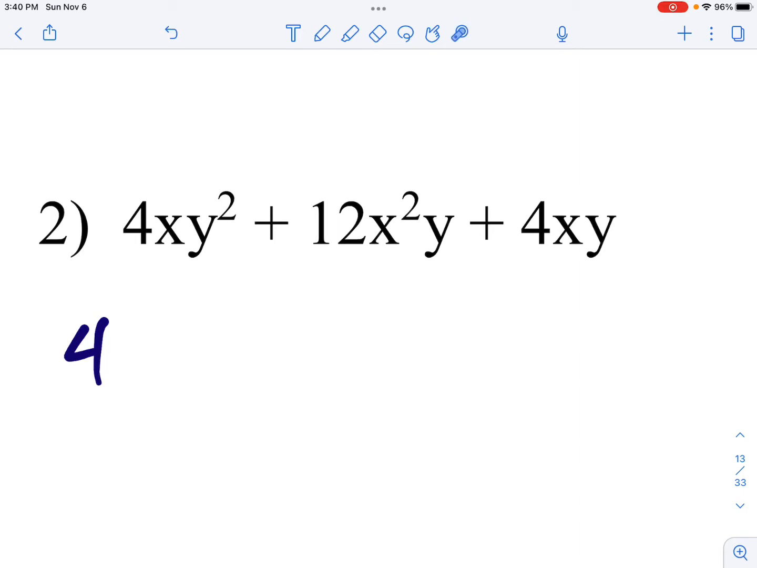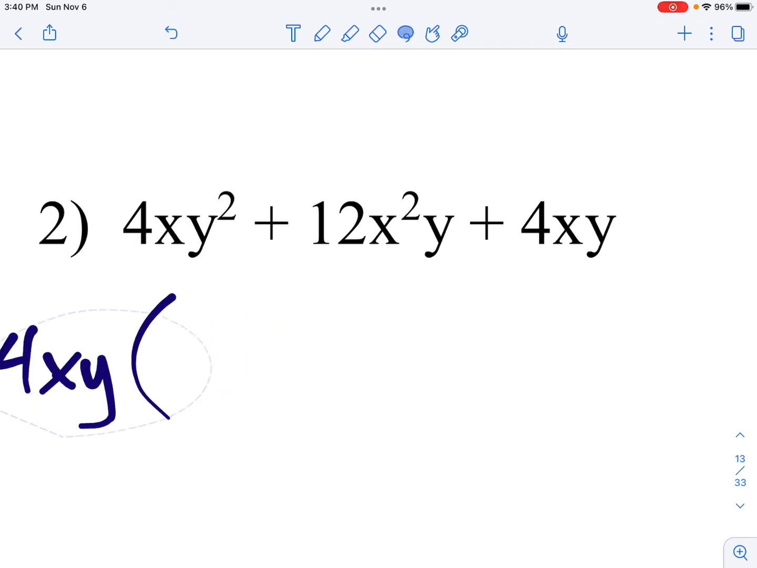Now let's look at the x's. X squared, x. The smallest of all of those is just a single x. Now let's look at the y's. There's 2 here, there's 1 here, there's 1 here. Again, the smallest one is just 1. So that forms my GCF. Now I just have to figure out what's left over.